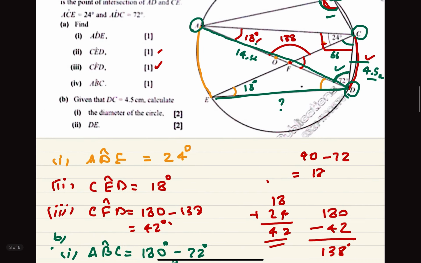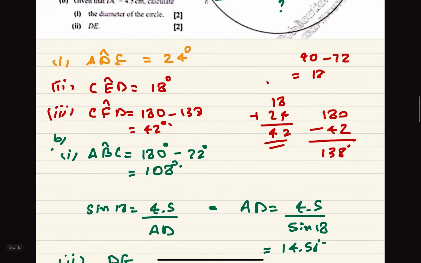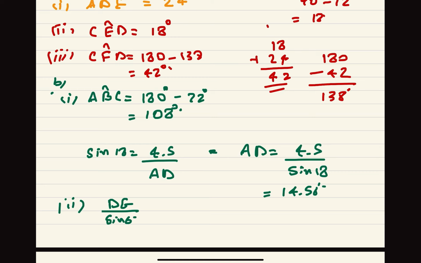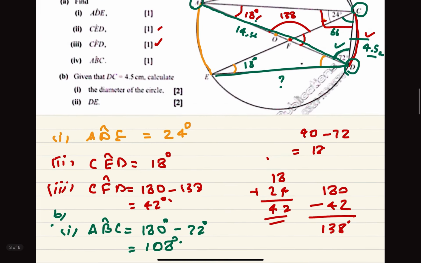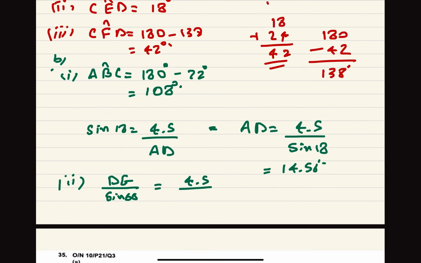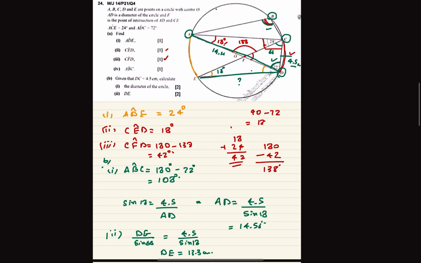So DE over sine 66 is equal to 4.5 divided by sine 18. When you work this out, 4.5 divided by sine 18 multiplied by sine 66, this is equal to 13.3 centimeters. So you can take a snapshot if you want to.